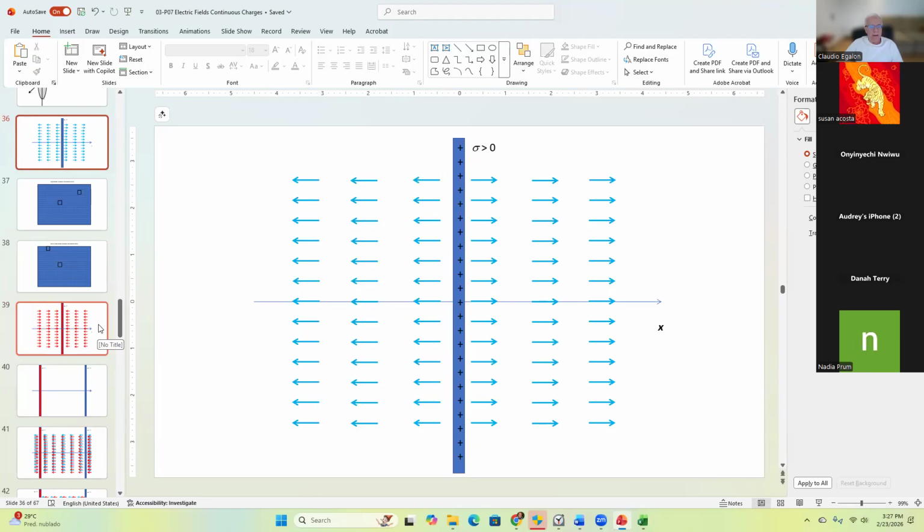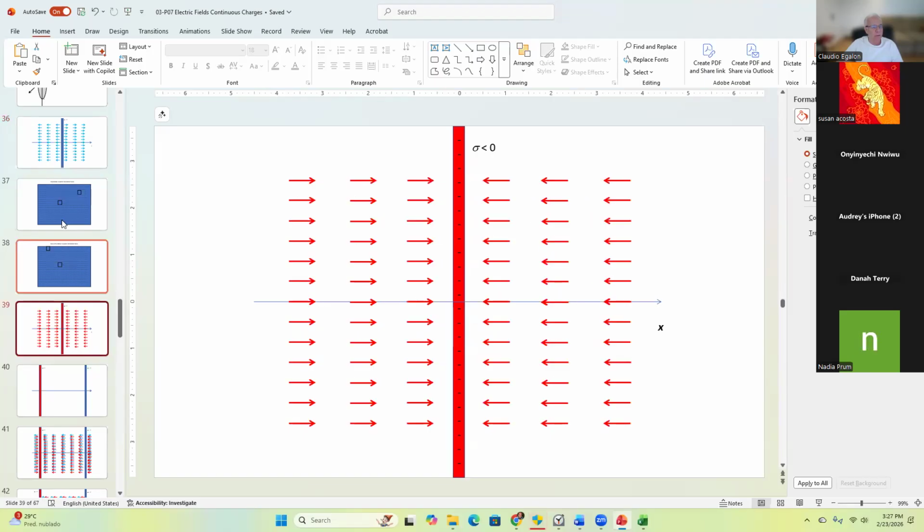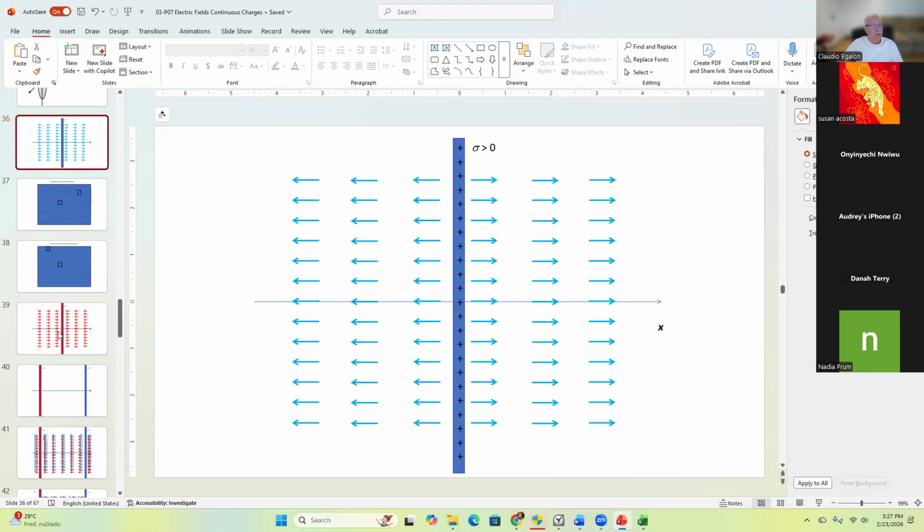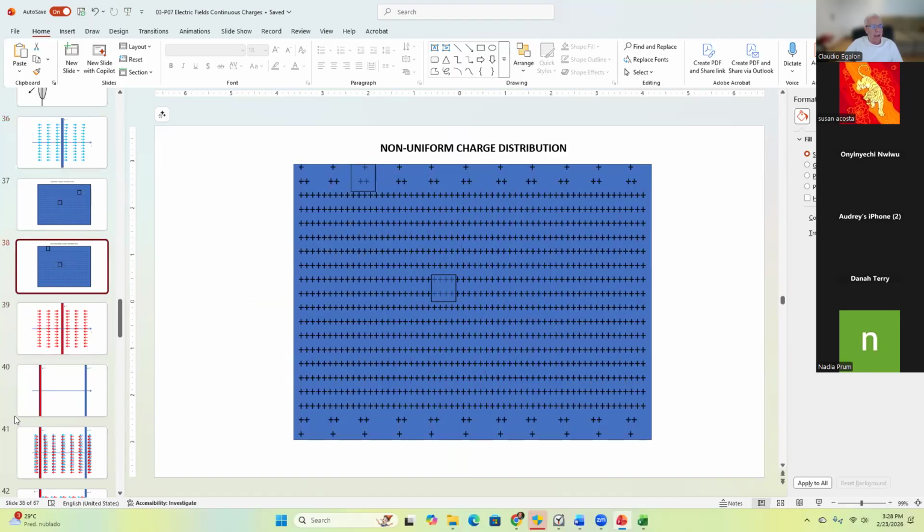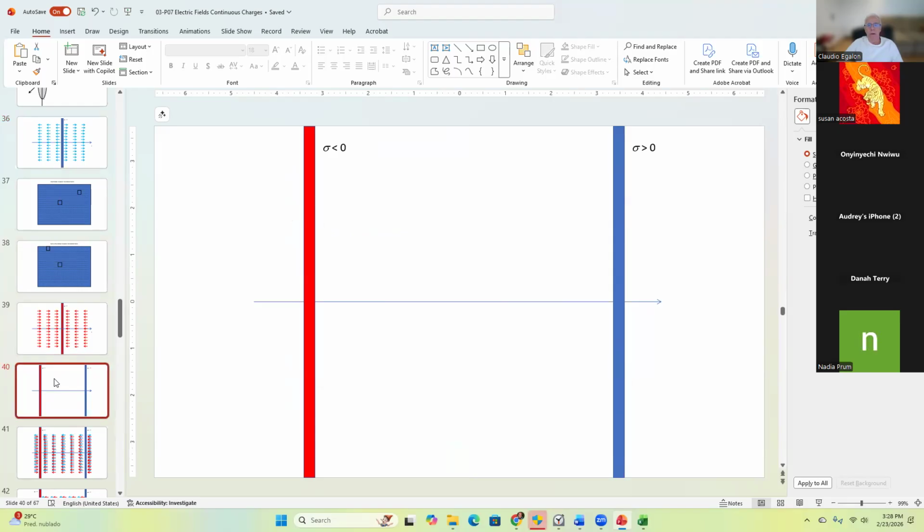And now, what happens if we combine those two charge distributions? When you combine those two charge distributions, something interesting happens, and that's what I'm doing right in here. I get my positively charged plane and put it close by my negatively charged plane. What's going to happen? The fields are going to superimpose each other.